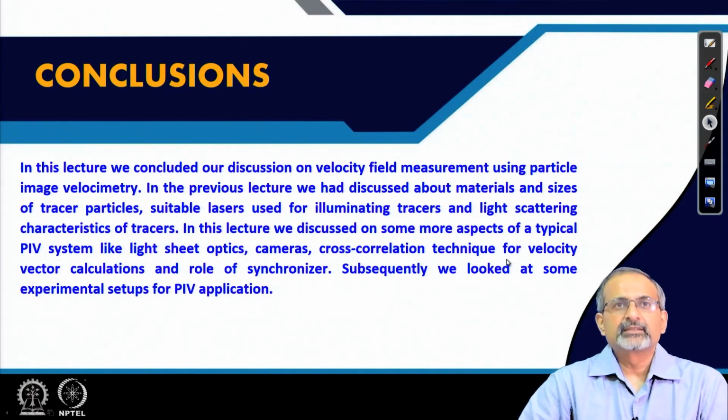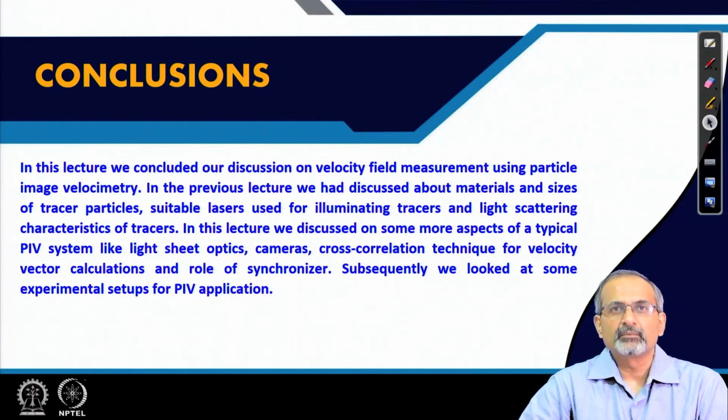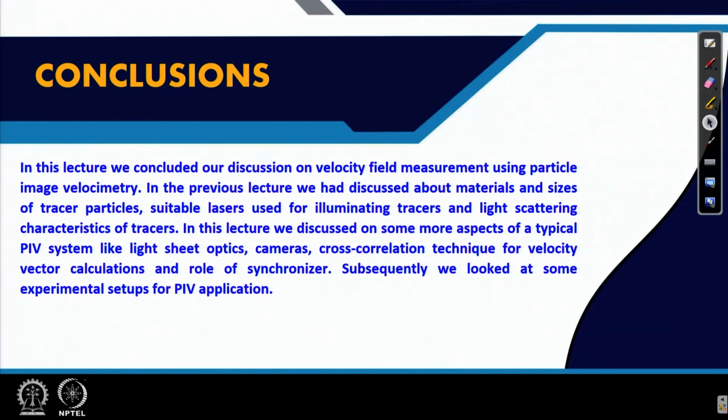So, with this lecture we have come to the end of the discussion on particle image velocimetry for measurement of velocity field. In the previous lecture we discussed materials and sizes of tracer particles, suitable lasers used for illuminating tracers, and light scattering characteristics of tracers. In this lecture we discussed some more aspects of a typical PIV system like light sheet optics, cameras, cross correlation technique for velocity vector calculations, and the role of synchronizer. Subsequently, we looked at some experimental setups for PIV application. Thank you.